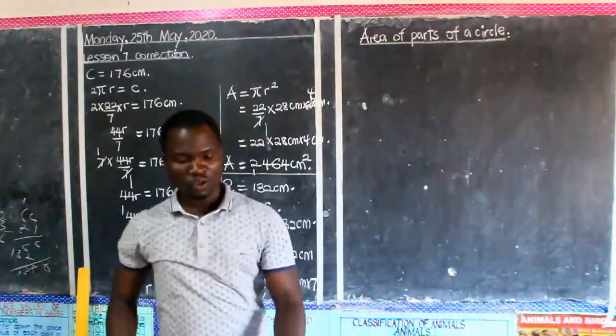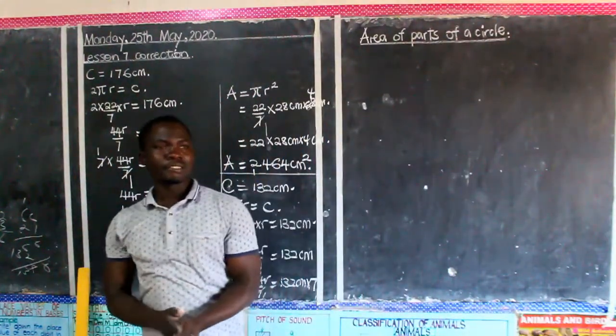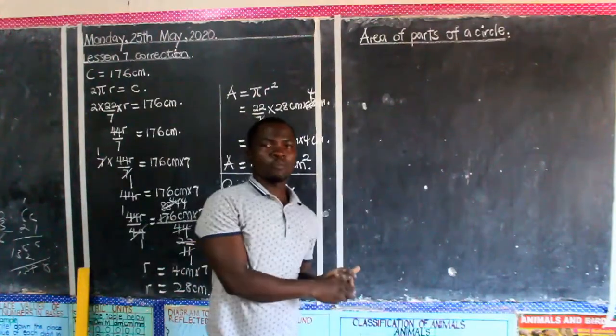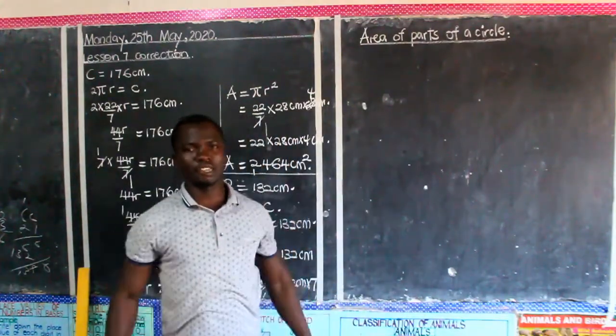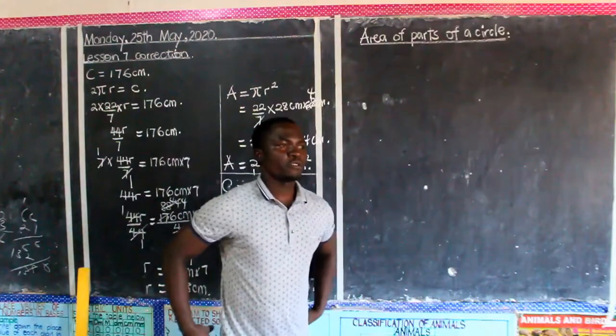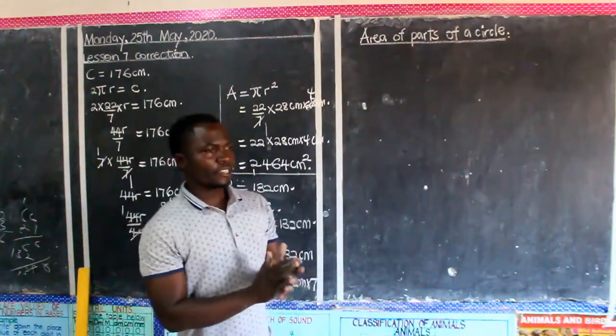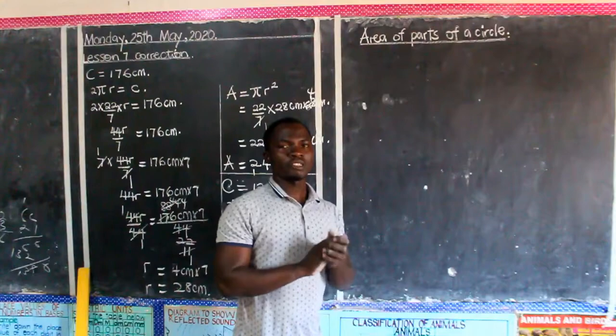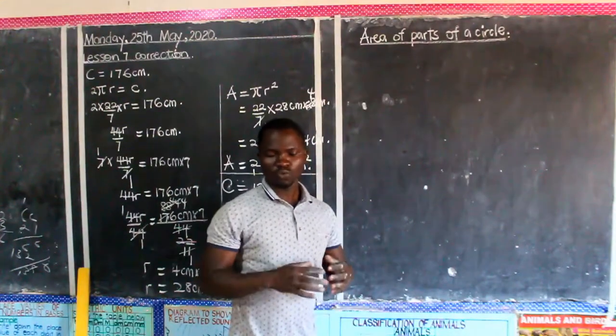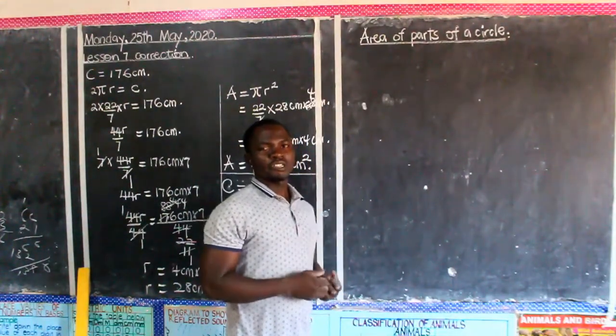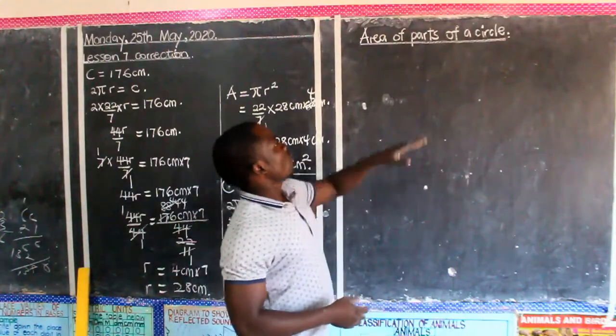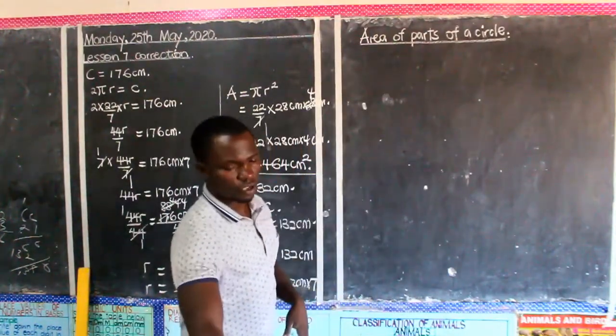We are going to look at the area of parts of a circle. I mean sectors. If you have been following from the beginning, sectors of a circle, those are the ones you are going to look at. We are going to look at the area of the sectors of the circle.